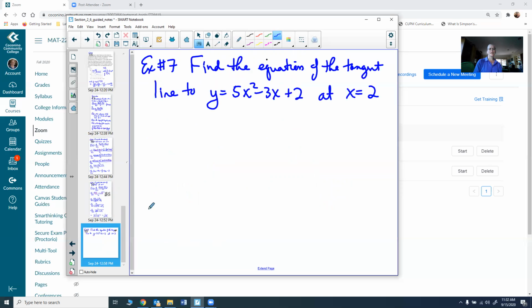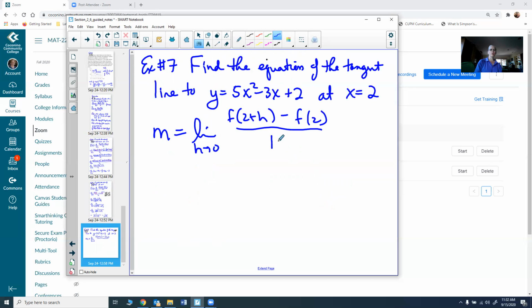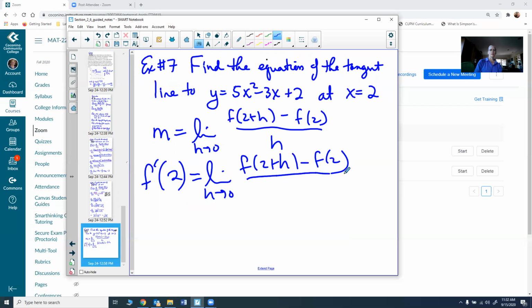Let's now find the equation of the tangent line to this point. So the equation of the tangent line, remember, we're going to find this slope. The slope is m, the limit as h goes to 0, of f of 2 plus h in this case, minus f of 2, all over h. Well, notice this is just the derivative. The slope of the tangent line is the same as the derivative, so we're just finding the derivative of this function at 2. The slope of the tangent line is the exact same as the derivative.